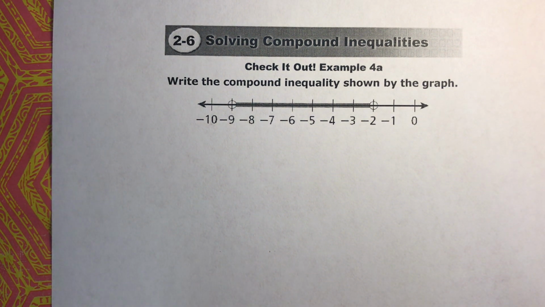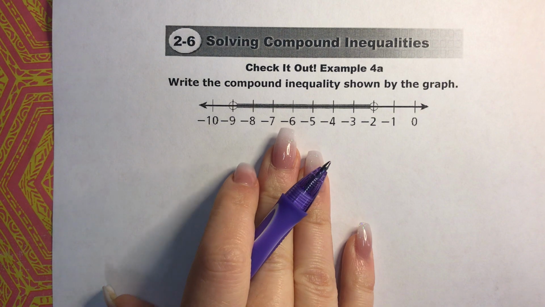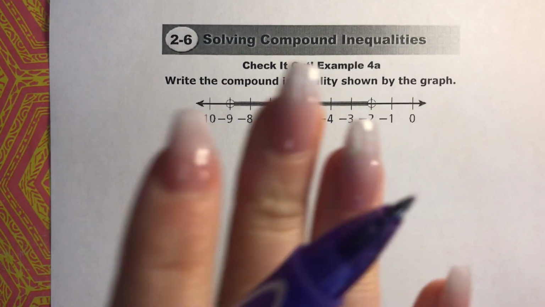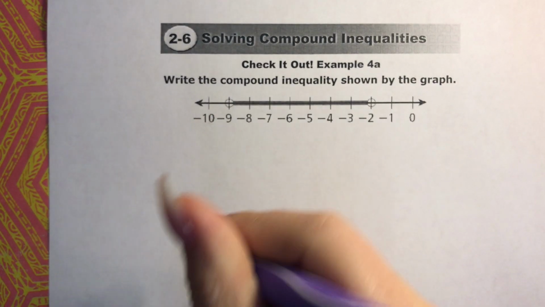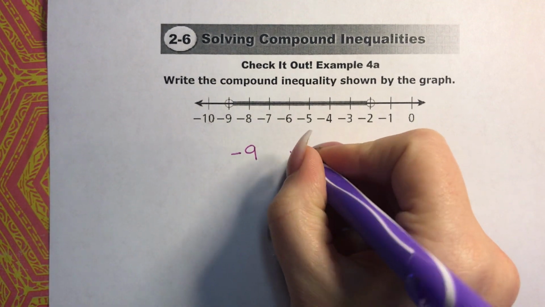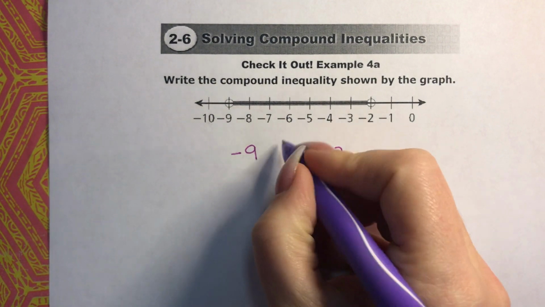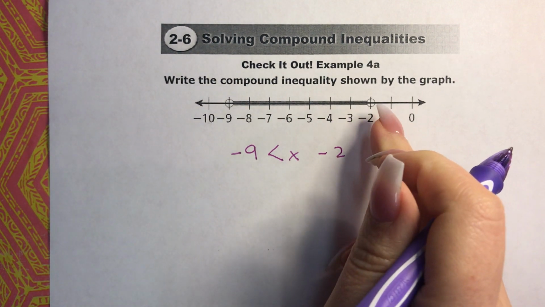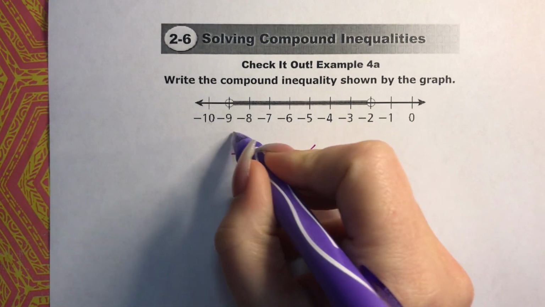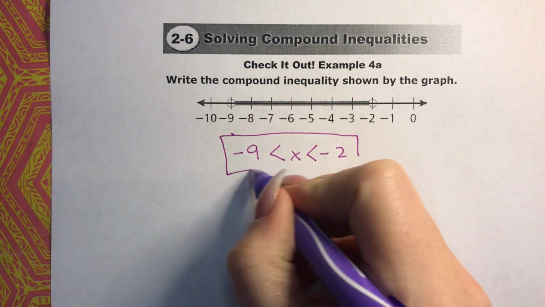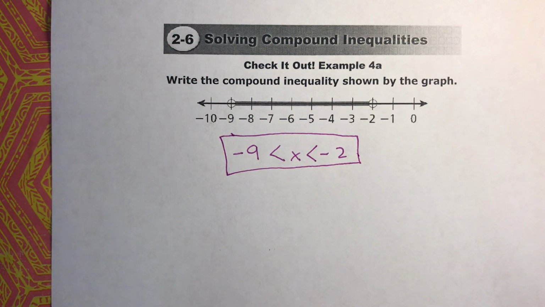All right, we are back. Let's see how you did. What kind of problem is this? Is this an and or an or? It's an and. So we put the smallest number here, -9, x, and the biggest number here, -2, and it's not equal, so x is bigger than -9, and it's less than -2. So boom, there you have it. If you got it right, awesome. If you didn't, fix it.